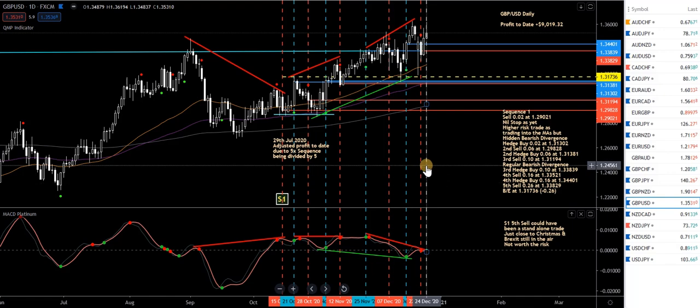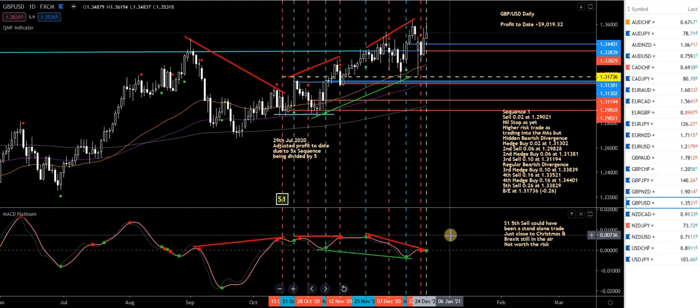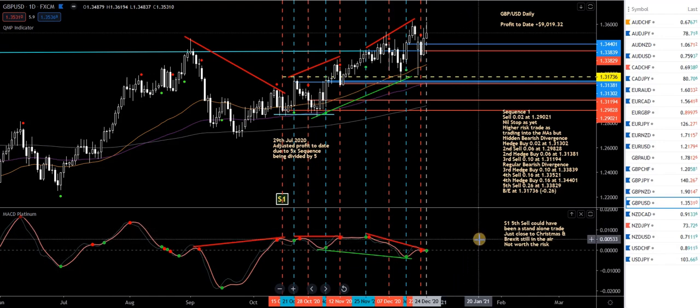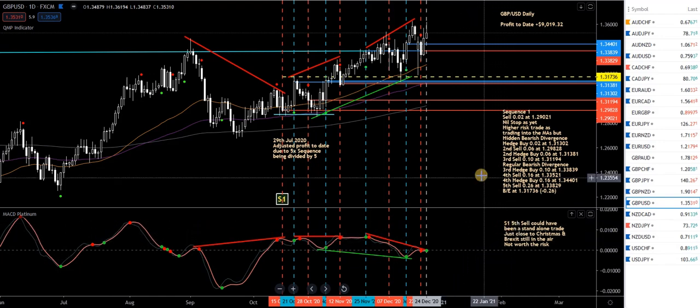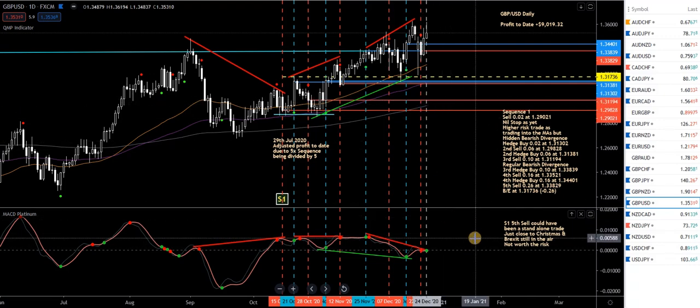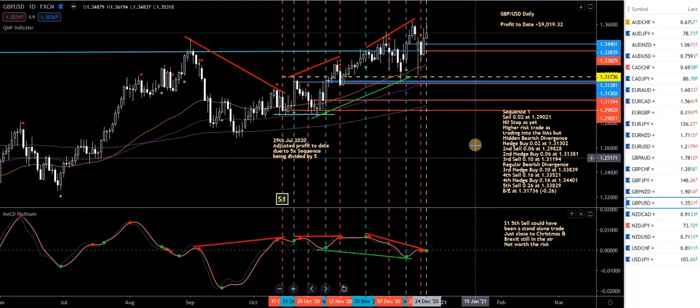There's a grey line here. It's a warning signal because there's a green dot on the MACD Platinum, but it's right on the zero level. You can see my notes, like the 5th sell could have been a standalone trade based on the regular divergence. I didn't take it because it's close to Christmas and Brexit's still in the air, not worth the risk. So you can read my notes there.